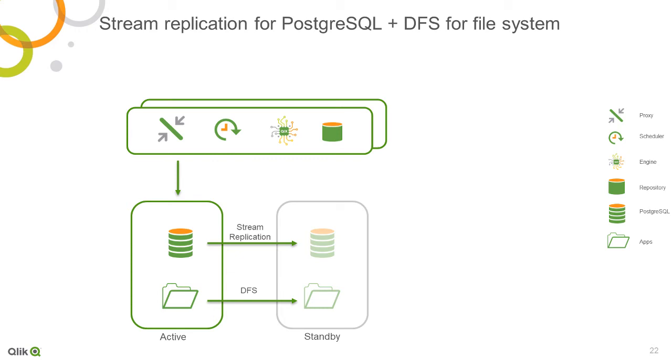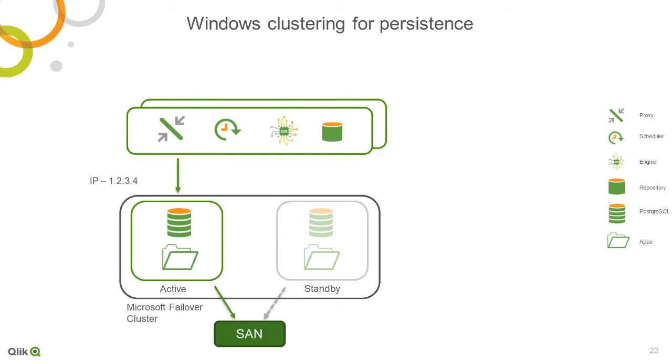In this scenario, we've got stream replication for Postgres that's replicating to another box, and then DFS going to another box as well. And that DFS is a single write master. And another option, we have Windows clustering for persistence. You can also have potentially Windows clustering on the central. The difficulty from the support standpoint is that we're not Microsoft, so we can't help you through that process, but customers have done it. And so that is an option.